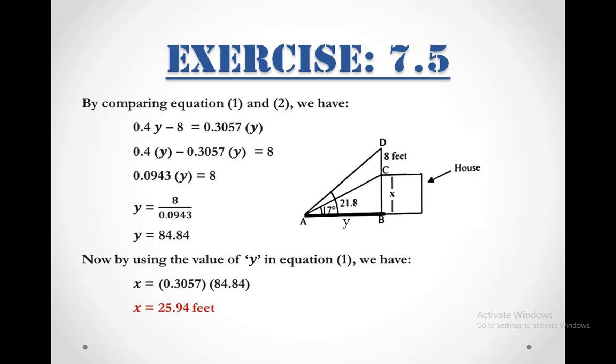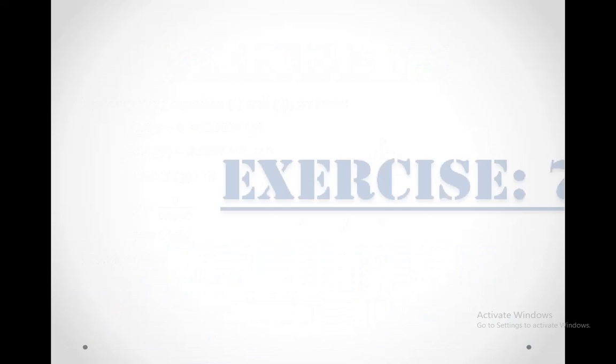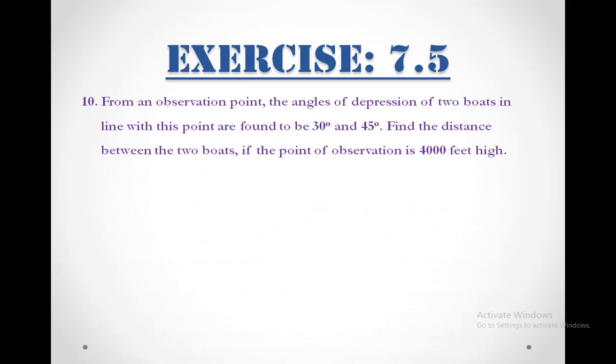As we have to calculate the height of the house, that is X, putting this value of Y in equation number 1, we can easily calculate the value of X. That is, X is equal to 0.3057 multiplied by 84.84. The calculator will provide us the result as 25.94 feet as the height of the house. Hope you understand. Going ahead towards the next question in this exercise.